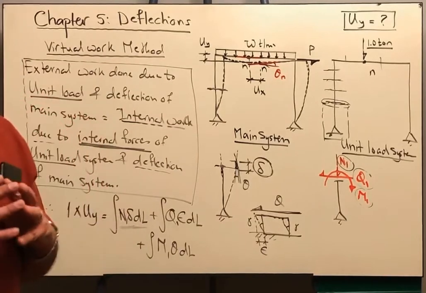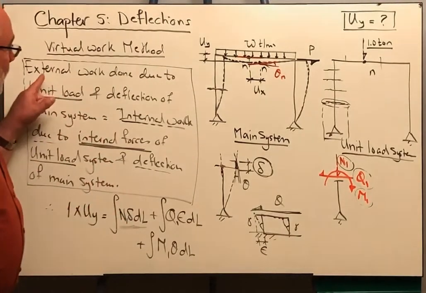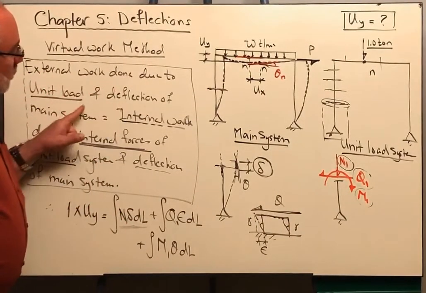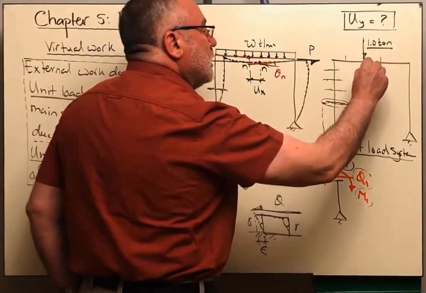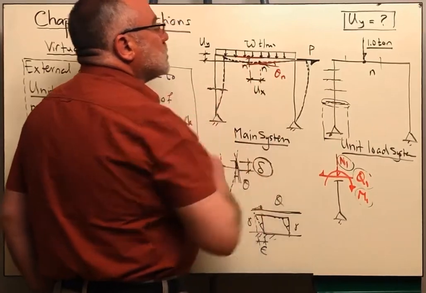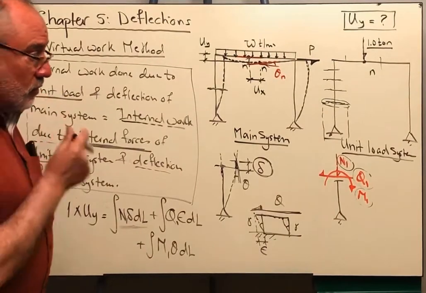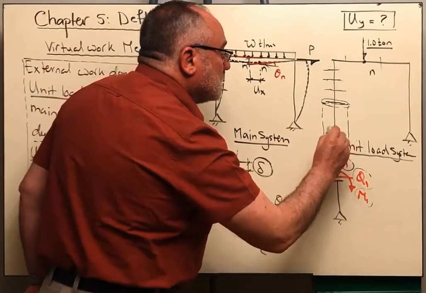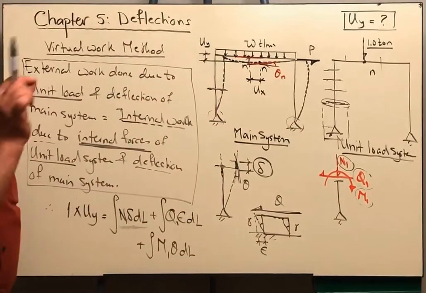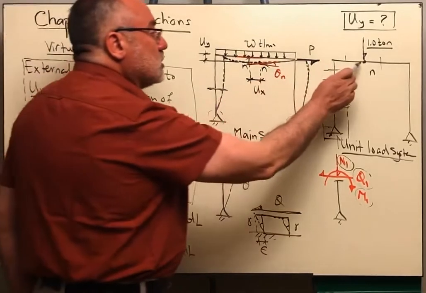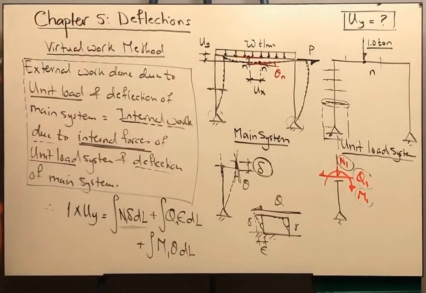This is the translation of the virtual work concept. Let's read that again. The external work done due to the unit load and the deflections of the main system. I am taking the unit load from here and multiplying by the corresponding displacement. There is nothing else except this unit load. Of course, the reactions will be multiplied by 0 because these points are not moving. So the only point where I have a force corresponding to a displacement is point N. Okay, this is the left hand side.